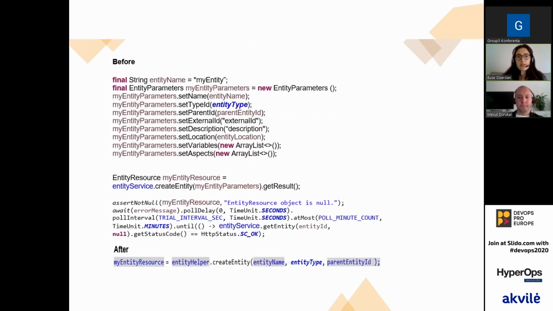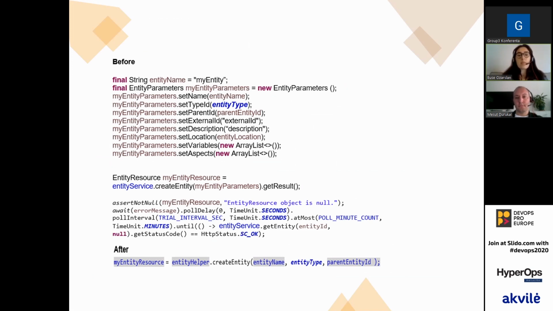So let's see a real code example of how we do it. In the before part, you see an entity creation operation. At first, we create an entity and we set the required parameters for that entity. Then we call the post endpoint from a service to create the entity. And finally, we have the assertion where we verify that the entity is created successfully. As you see, it requires too many lines of code.